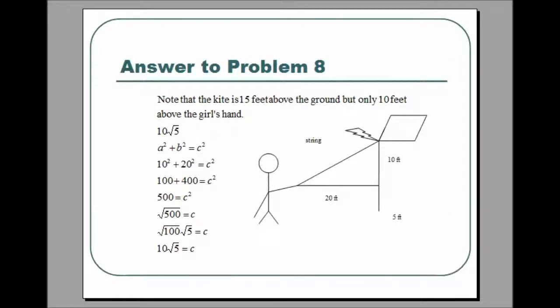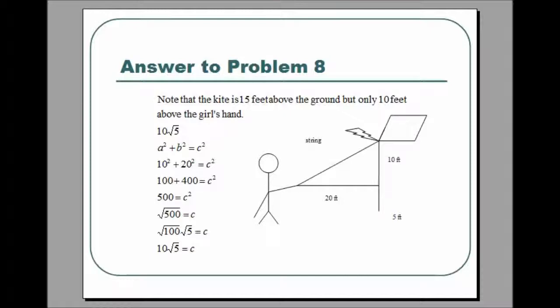Note that the kite is 15 feet above the ground, but only 10 feet above the girl's hand. Also know that the answer is 10 square root of 5, and let's talk about how we got to it. We substituted into the Pythagorean theorem a squared plus b squared equals c squared. Notice that what we're substituting for a is not 15, but 10. And we have 10 squared, and the horizontal distance between the girl and the kite is 20 feet, and we replace b with 20 and we square it.